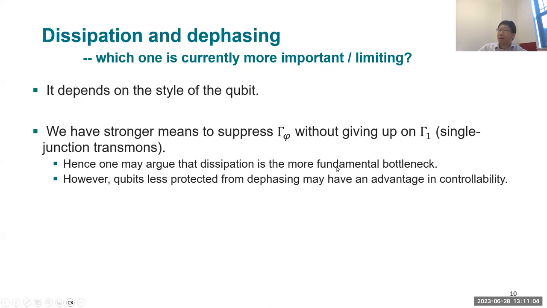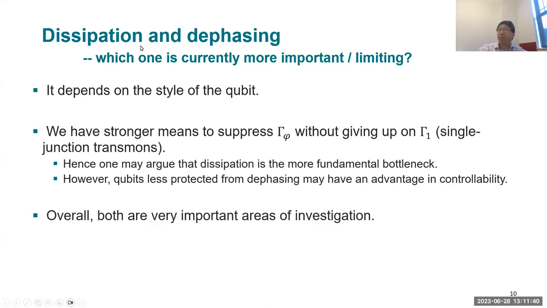If we can have an extremely long T1 time for a transmon, then you can use a fixed frequency transmon, and that probably will become a very good qubit to use. However, there are qubits that are less protected from dephasing, such as flux tunable qubits. You open up an extra dephasing channel, but they may give you an advantage in terms of controllability. So people still like those qubits, even though they may have more decoherence. Therefore, I would say both dissipation and dephasing are almost on equal footing in terms of importance of investigation and improvement in today's various superconducting qubit architectures.